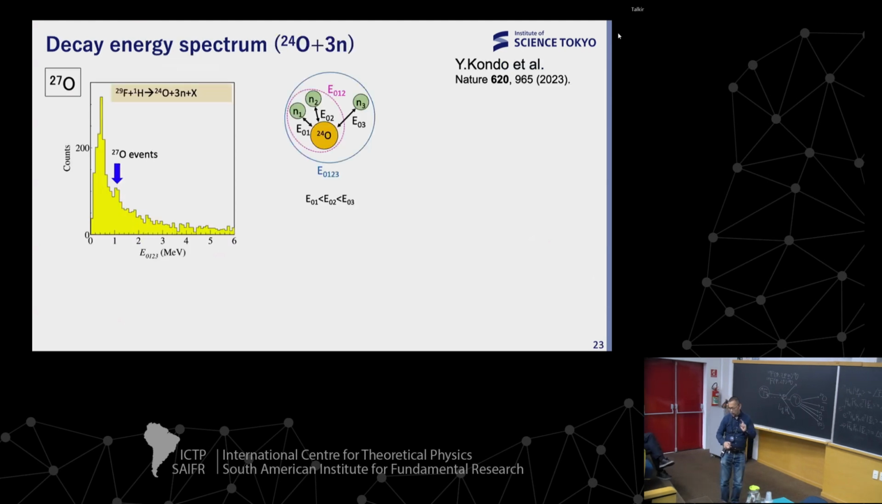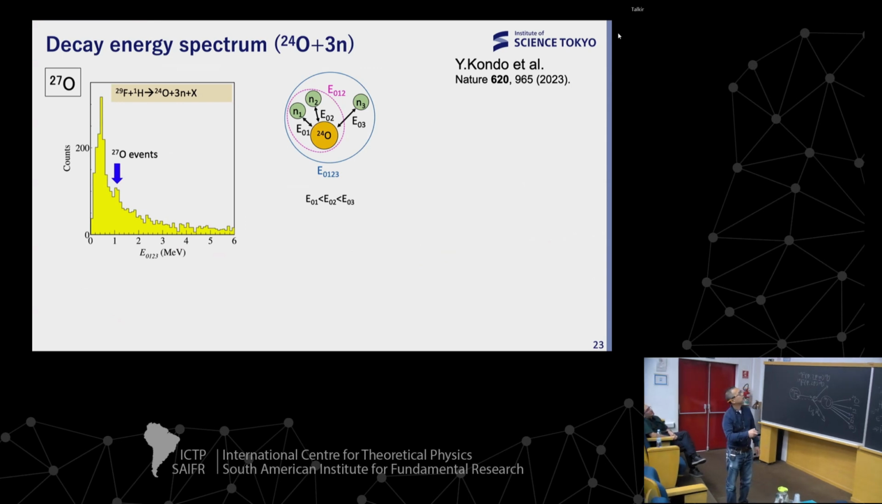And well, there's another trick which was important. Actually, if we plotted this oxygen 24 plus 3 neutrons, we found that the peak of oxygen 27 was very tiny. But what Kondo-san did is that we sorted out the 3 neutrons like this.